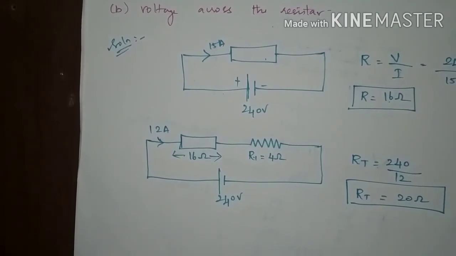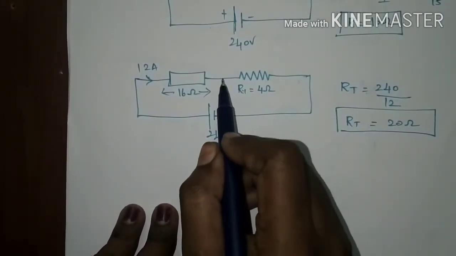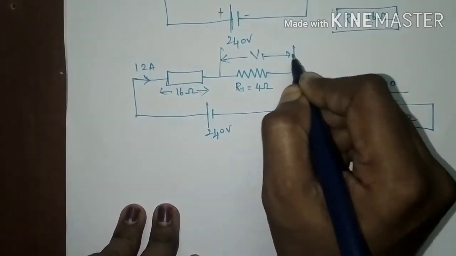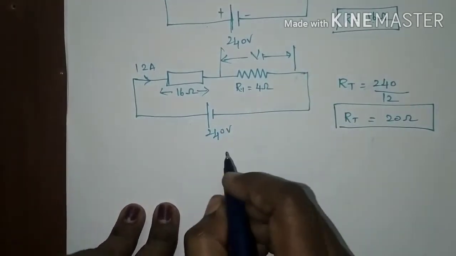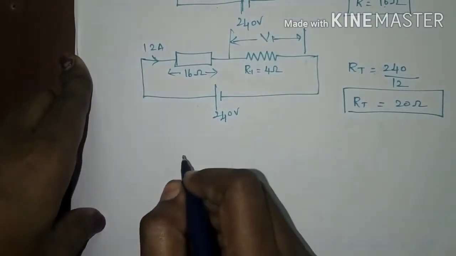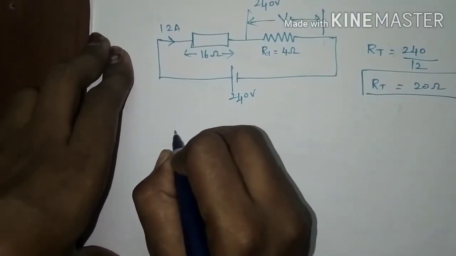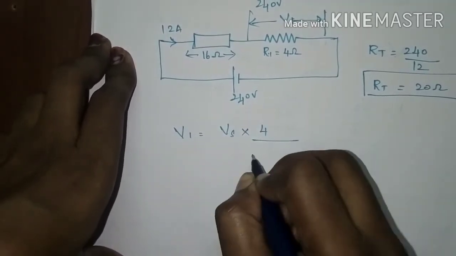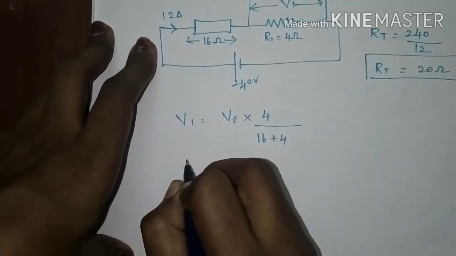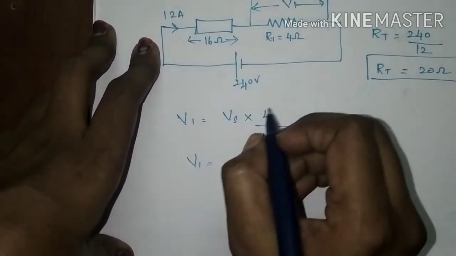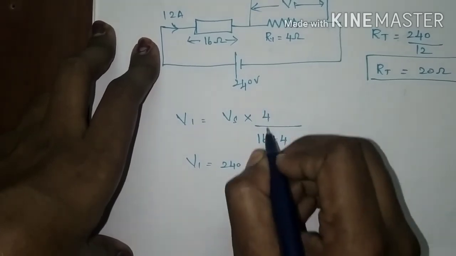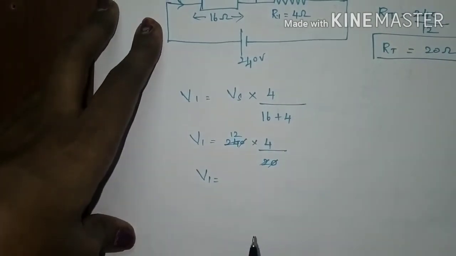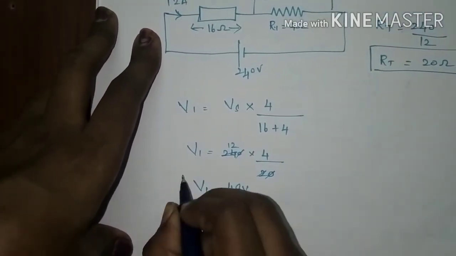Now they have asked us to find the potential difference across this resistor, which is, assume this as V1. We need the value of potential difference across this resistor. We can find it by using the voltage division rule or voltage divider equation. So V1 would be equal to V supplied into resistance divided by total resistance, 16 plus 4. V1 is equal to Vs, what? 240 volt, and the resistance is 4 divided by 20. Voltage drop across the resistance of 4 ohms is 48 volt.